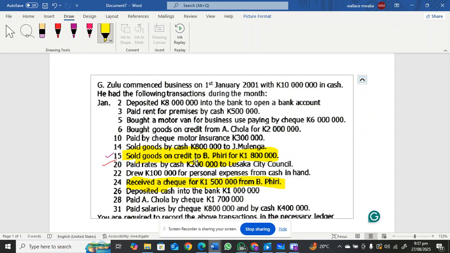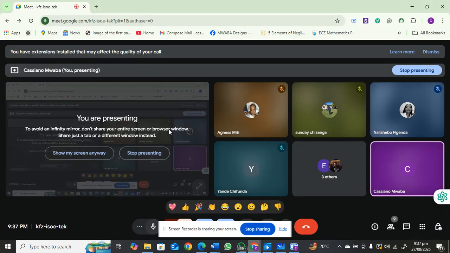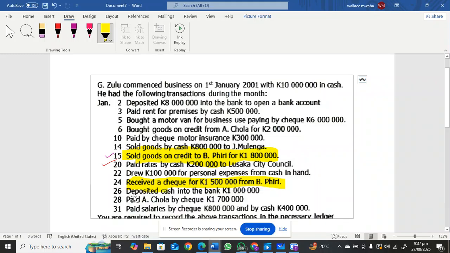Okay. Colleagues, are we all okay with that? Thank you, madam. Thank you very much. Colleagues, are we all okay with that before we move to the next transaction? Wonderful. All right, deposited cash into the bank, 1 million.